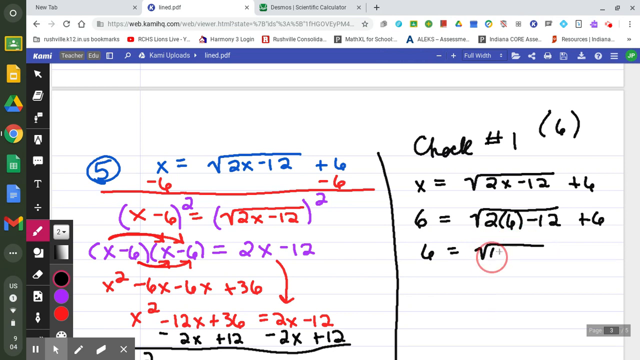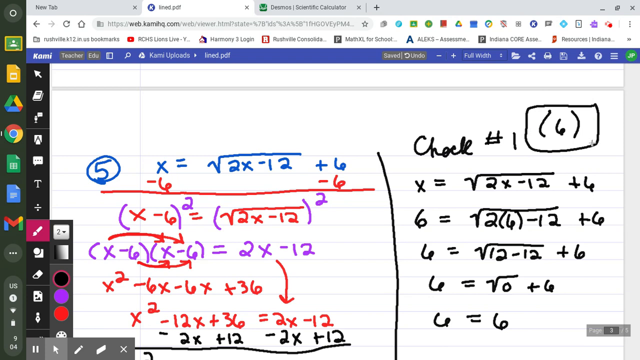So 2 times the 6 is 12. Okay, square root of 0 is 0. So since that works, I do know that 6 is one of my answers. So then we move on and we do check number 2.